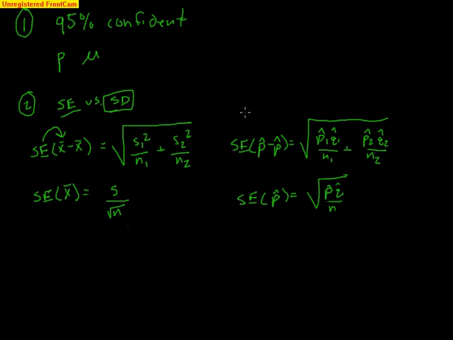Also, this is the standard error for an interval for two proportions. If you're doing a test, you need to use a p hat and q hat pooled for both here and here. So be aware. We're going to talk a little bit about that later as well, but make sure you're aware of that.